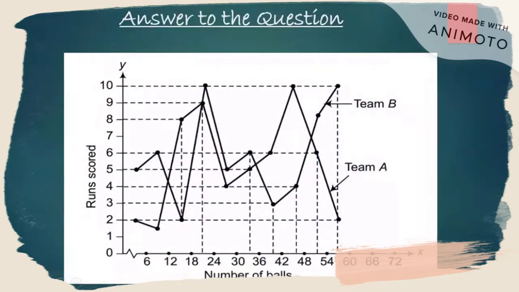Here is the answer to the question. In this we have made a frequency polygon without using any histogram. On the x-axis we put the number of balls, and on the y-axis we put the runs taken by teams A and B. After finding class marks, we can easily plot the points, and by joining the points we can draw the frequency polygon.